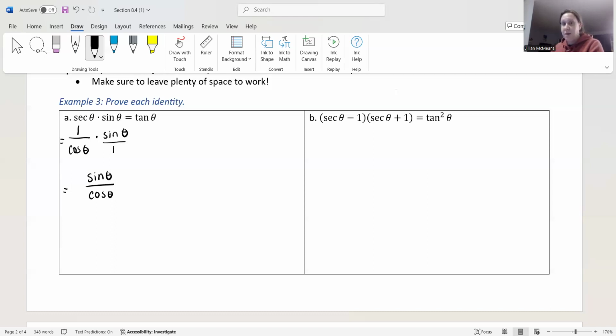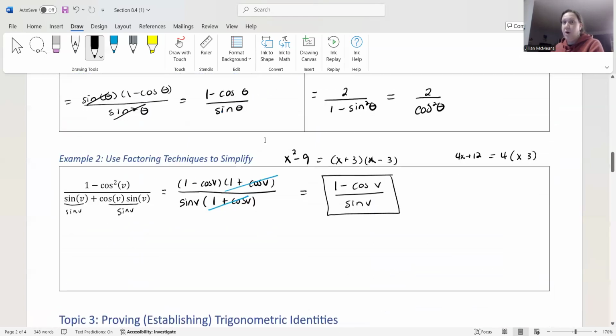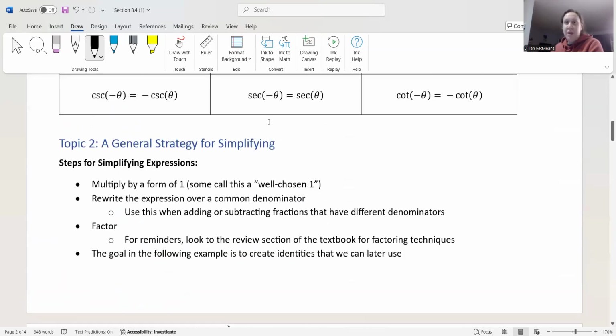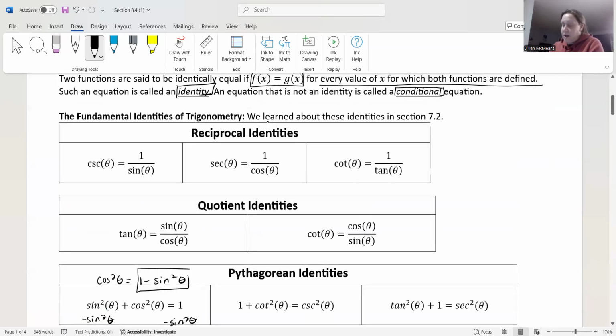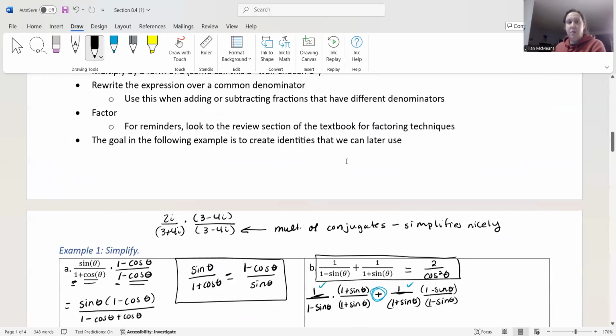Well, if we go back to our list of fundamental identities, hopefully you're at home screaming what this is equal to. We had the quotient identities, and we were told right here that tangent of theta is equal to sine of theta over cosine of theta. And that is exactly what we have down here.